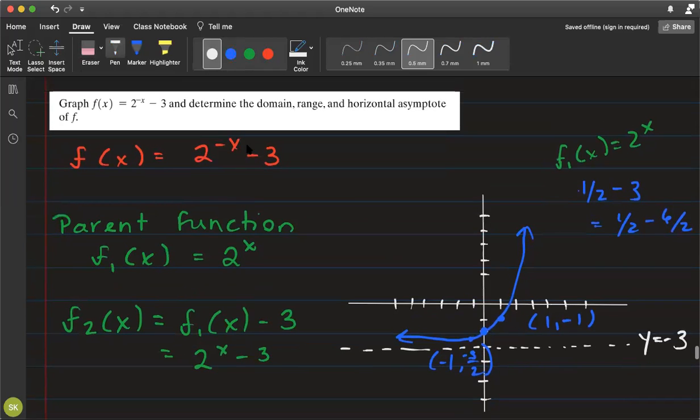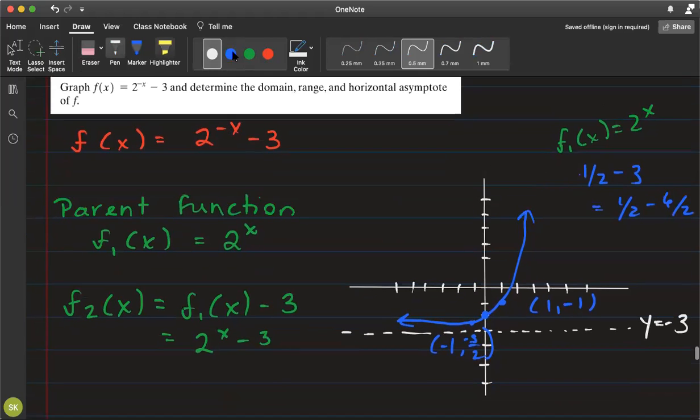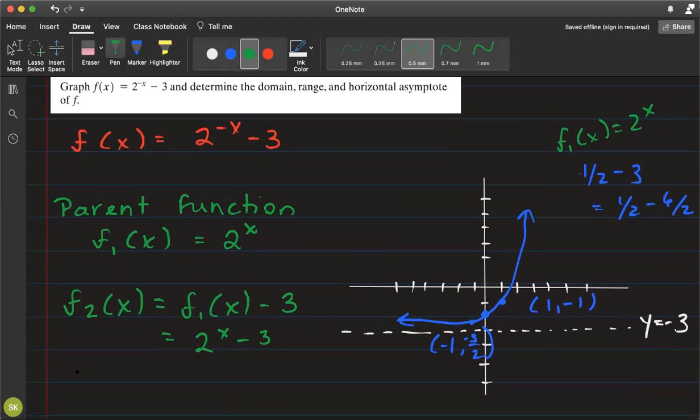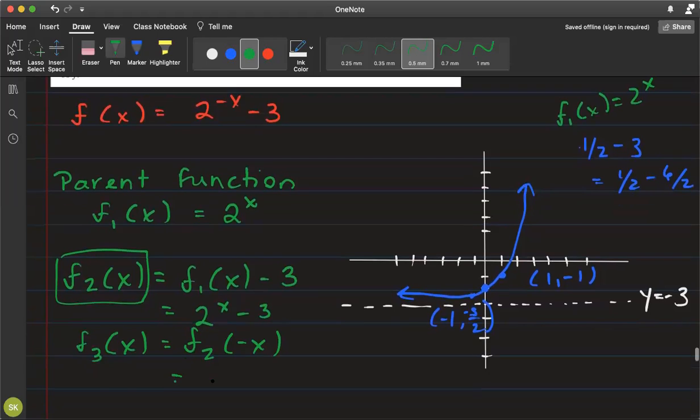And then to finish this graph up, we've got to get this negative x involved. So then we define our new function, f3 of x, which is taking this function here and plugging in a negative x wherever I see an x. And that will give me the function that I want, which is this f of x. So that means when I graph this f3 of x, this will actually be the graph f of x. So when we're plugging in a negative, that means we flip about the y-axis.